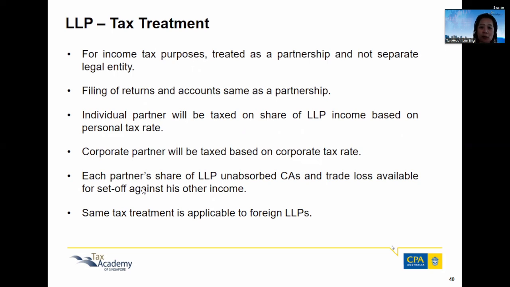An individual partner will be taxed on his share of partnership income, and a corporate partner will be taxed at the corporate tax rate. Each partner's share of LLP unabsorbed CA and trade loss is available to offset against his other income. This is the part where we may apply certain restrictions. Even if it's a foreign LLP, the same will apply.